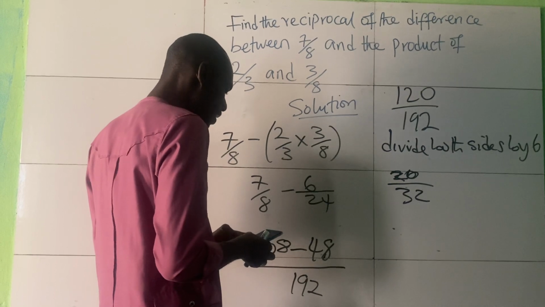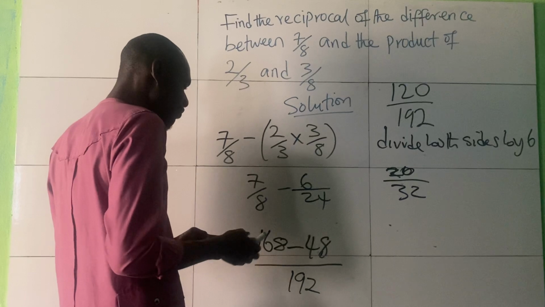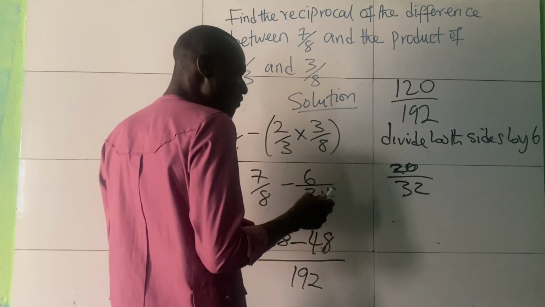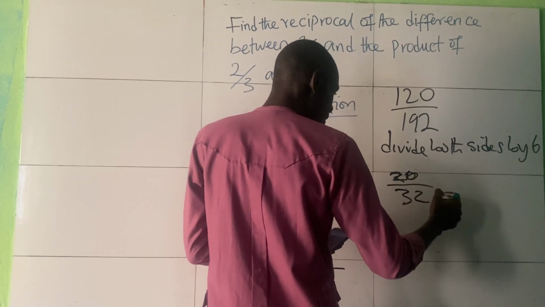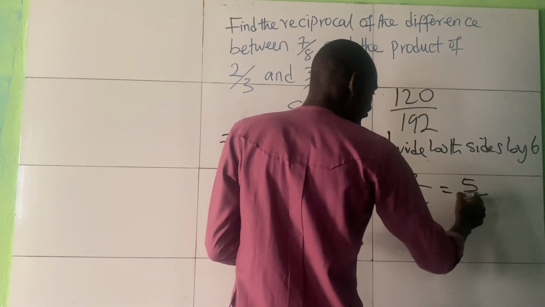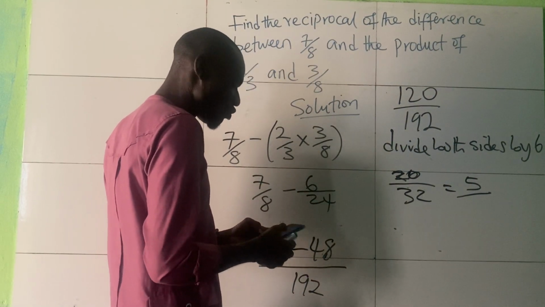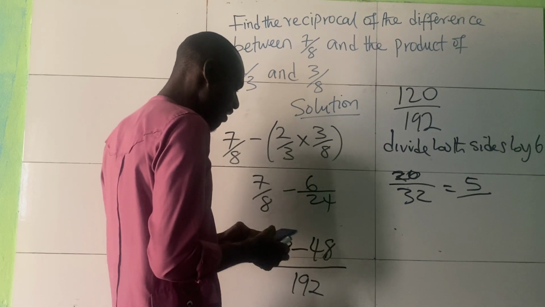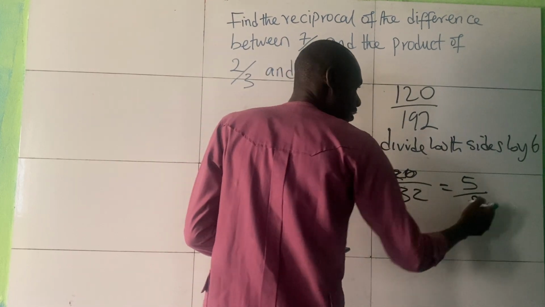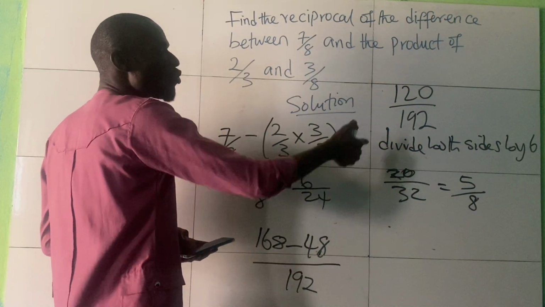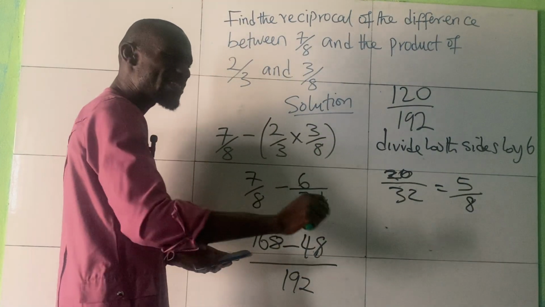So 20 divided by 4 will give us 5. We divide both sides by 4. 20 divided by 4 will give us 5, and 32 divided by 4 will give us 8. So now we have reduced the fraction to the barest minimum.